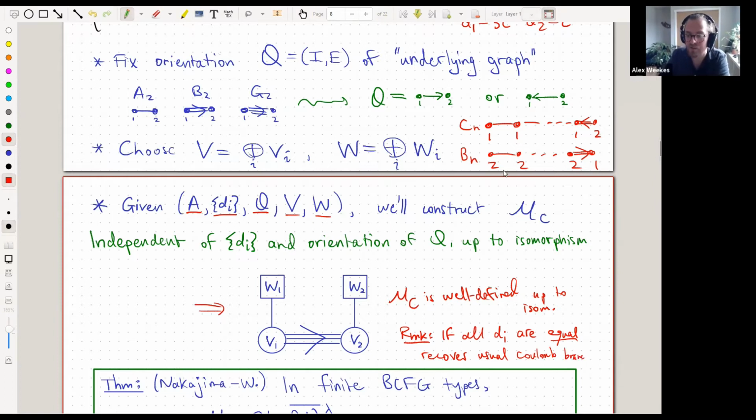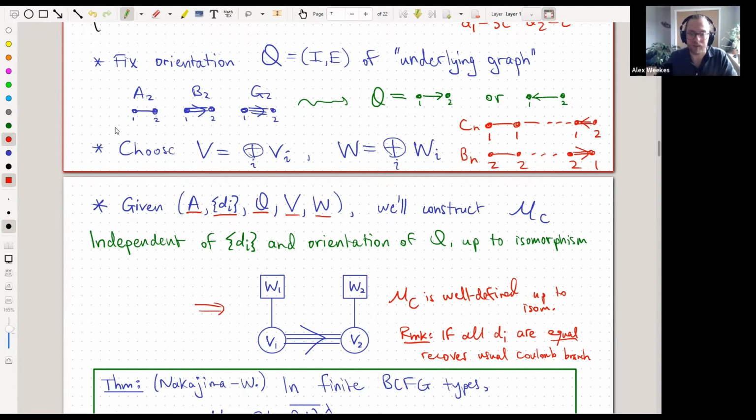Oops, my chat box is over that. If they're all equal, you don't need to do this construction. You just go back to the usual story of quiver gauge theories, and you'll get the same answer. So for example, for type A2, there's no need to use symmetrizers. It's already symmetric. You could use them if you want, but it's not going to do anything new.